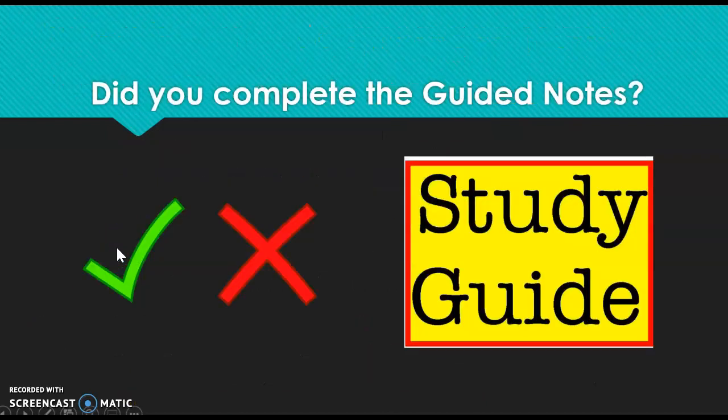Remember, I have given you those guided notes that you are supposed to be completing with your reading. This will help you do well on your test. If you have these completed, you can have them beside you while you're taking your test to help you. So if you haven't been doing those, that is a good way to prepare for our test.